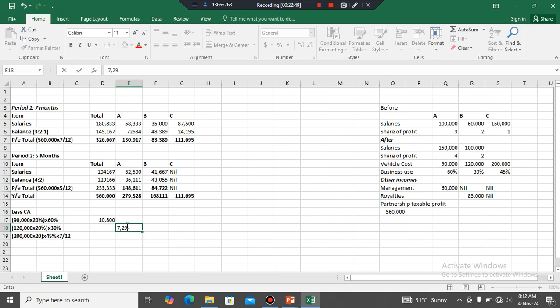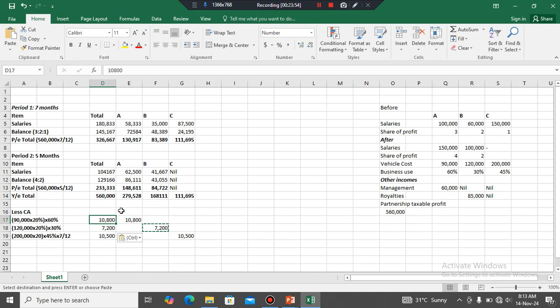So you bring that 7,200 here, alright? And then for C, it's 200,000 multiplied by 0.2, multiplied by 0.45, then multiply by 7, then divide by 12, which is giving us 10,500. So now what we need to do, I think, is we need to bring this here. This amount also bring it here, this also bring it here. So all these are supposed to be in brackets. You need to deduct all these.